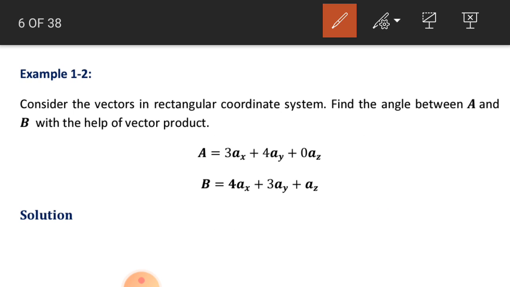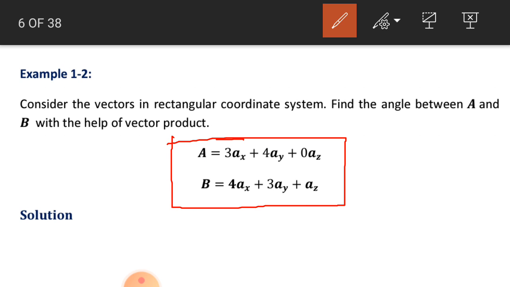We go for example number 2. Consider the two vectors in rectangular coordinate system. Find the angle between A and B with the help of vector product. So we consider these two vectors. These two vectors are in the rectangular coordinate system. They are three-dimensional vectors. We want to calculate the angle between these two vectors with the help of cross product. So let us calculate the cross product between these two vectors first.